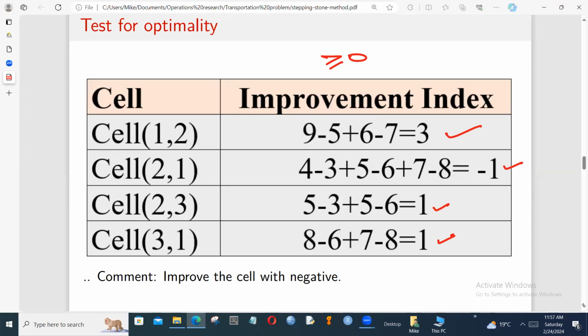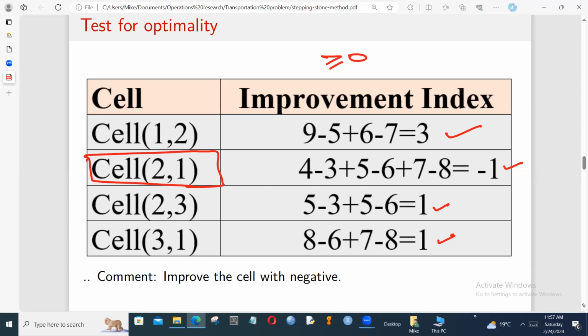And so that means we need to proceed and see how we can actually do some realignment and reassignment of the units in that initial basic feasible table so that we are able to get a fairly less amount of cost required to transport those goods from their sources to destination. And so this becomes the cell of interest, the cell 2-1 that has given us an improvement index of -1.